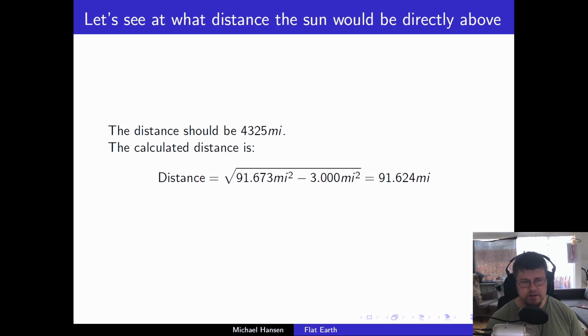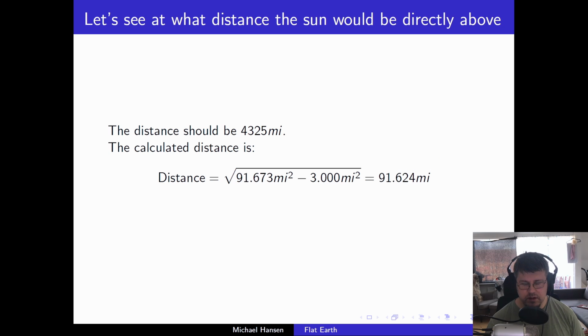So let's see at what distance the sun would be directly above the earth. The distance should be 4,325 miles. Our calculated distance is, well, we use the same formula that I showed before. The distance is equal to the square root of 91,673 miles, this is the number that we found from our previous calculation, squared, minus the height that Rowbotham gave us, the 3,000 miles, squared, which gives us 91,624 miles.